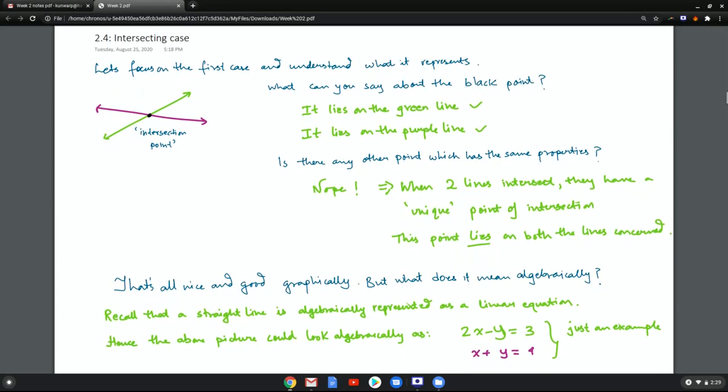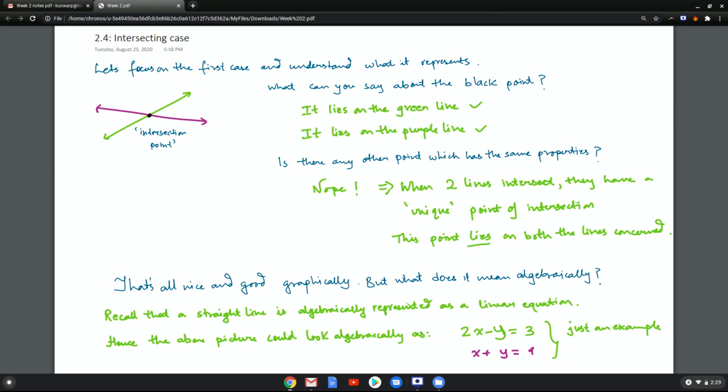Let's focus on the first case, which is the intersecting case. Now, consider this green line and the purple line and this black point where the lines meet. This point is called the intersection point. In general usage, we use intersection as a point where two roads meet, so it makes sense to call this an intersection point. Certain observations about this black point is that it lies on the green line and it lies on the purple line. Now, is there any other point which has the same properties? No. When two lines intersect, they have a unique point of intersection, and this point lies on both the lines.